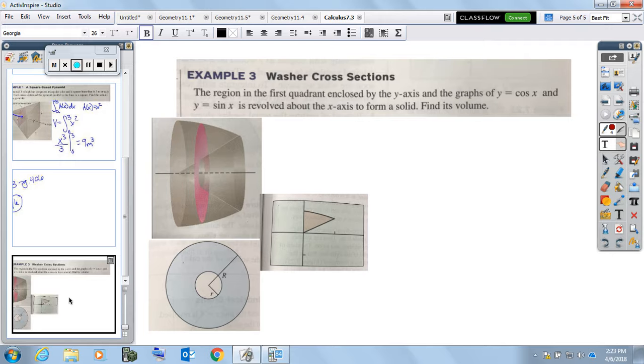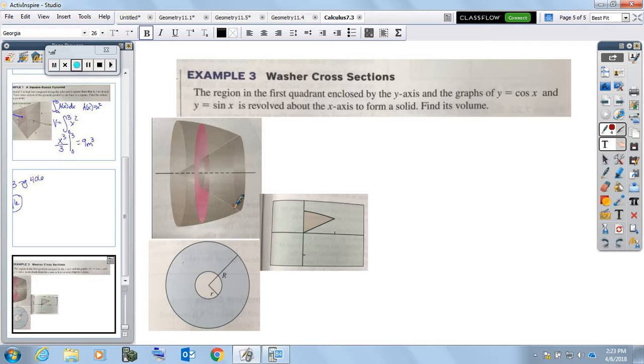The example we're looking at says there is a region in the first quadrant enclosed by the y-axis and the graphs y equals cosine of x and y equals sine x. It's going to revolve all of that around the x-axis, forming the solid that we see here. Find the volume. So let's think about this for a sec.